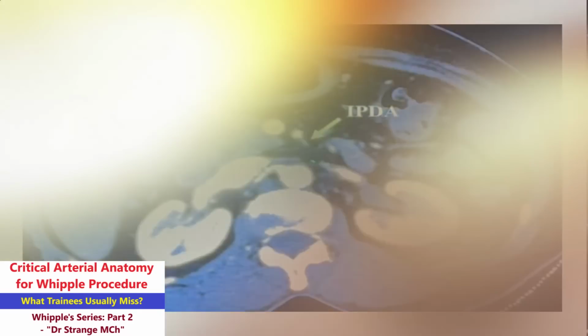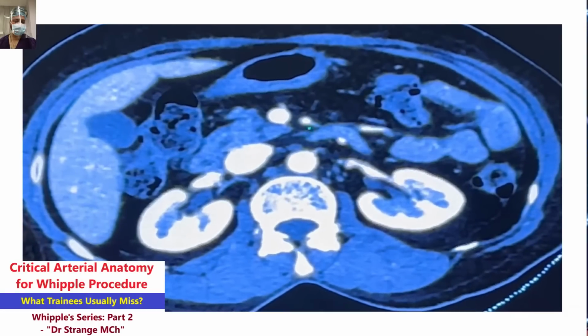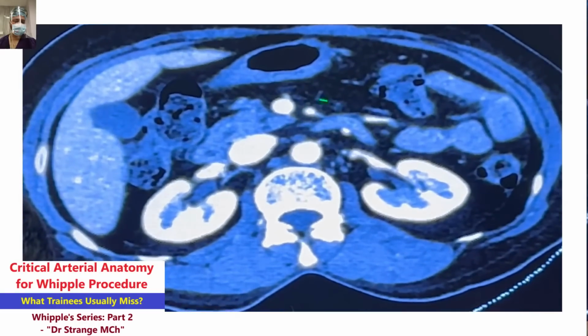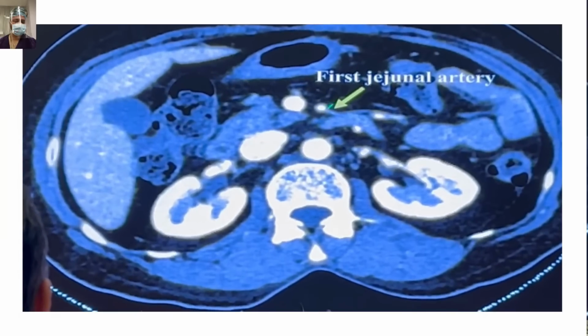Here the IPDA is originating. Here it is a bit clearer picture, and so again analyzing the IPDA and this first jejunal artery, it's important whether there is a common trunk.